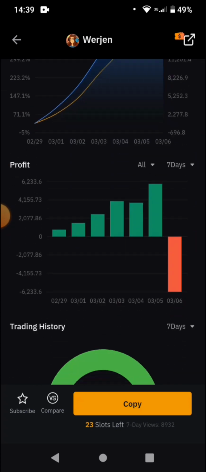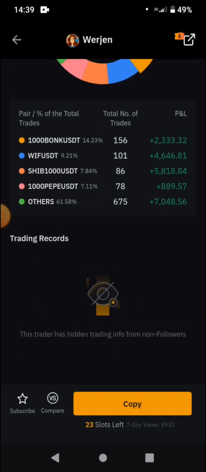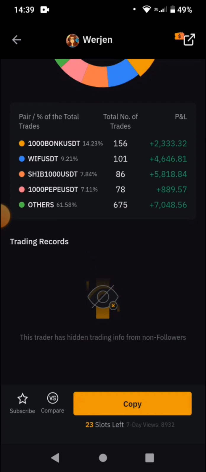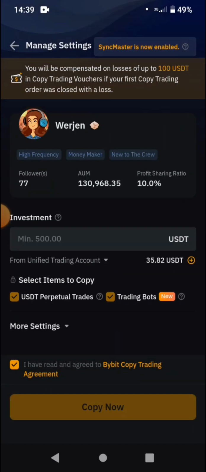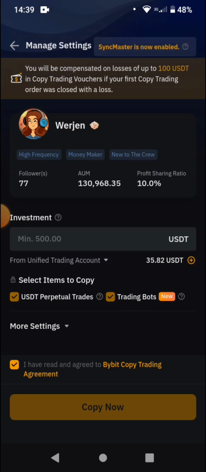Okay, so this is the trade. Let's go and look at the pairs that he is trading. Mostly this guy is trading altcoins. All right, so 1000BONK USDT, WIF, SHIB, 1000 USDT, and also he has been taking massive trades. Okay, so you see 23 slots left. After 23 slots, you are going to see close, you are going to join the waitlist. If you want to copy, tap copy, and the minimum is 500 USDT. You enter your 500. If you don't like this robot, you just unselect this robot and you copy.